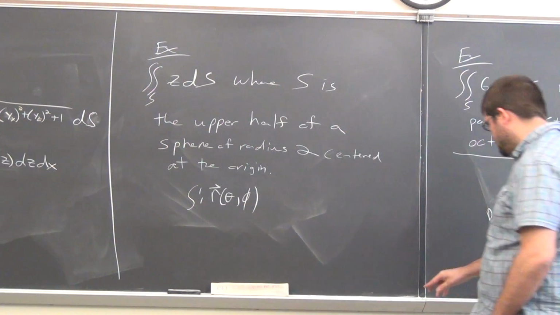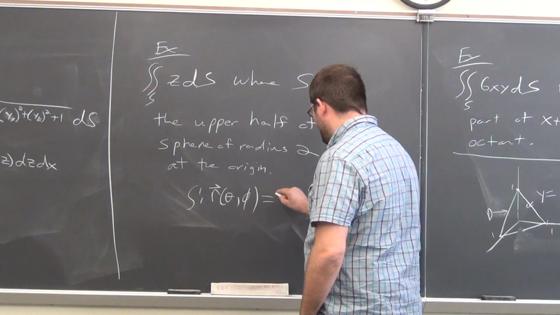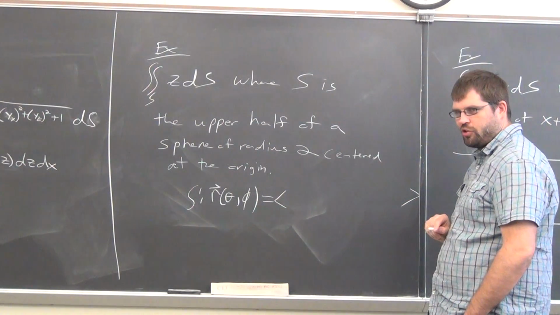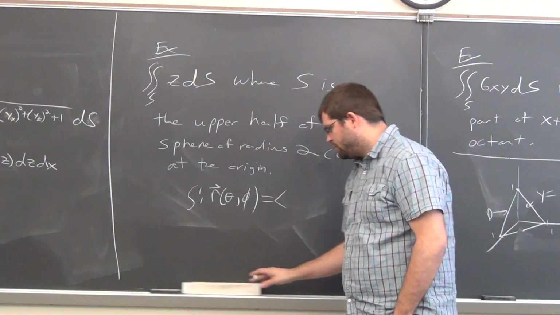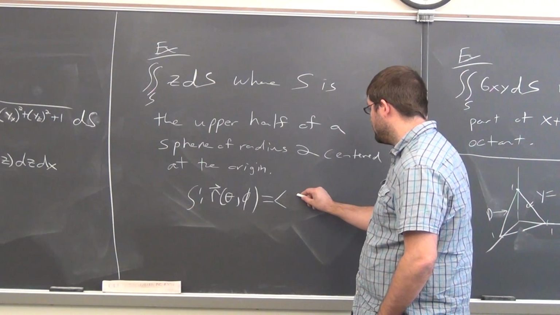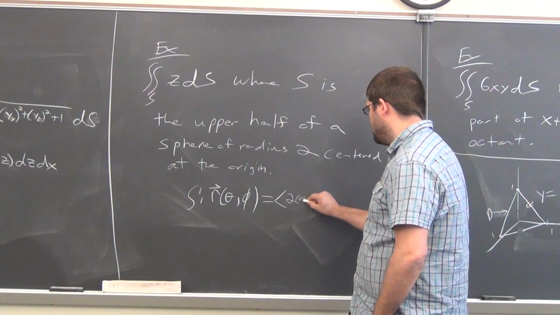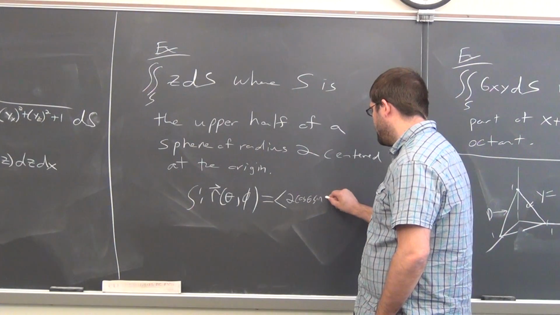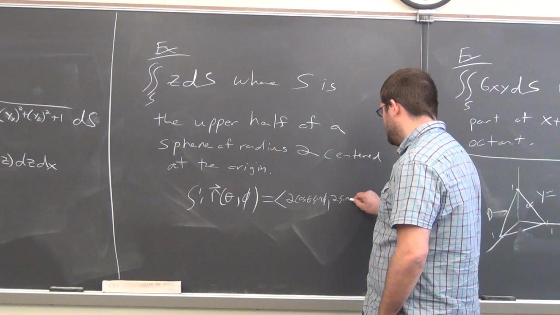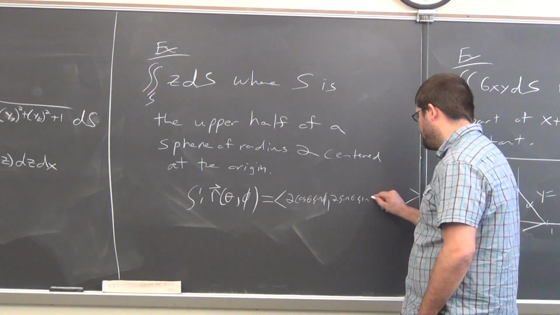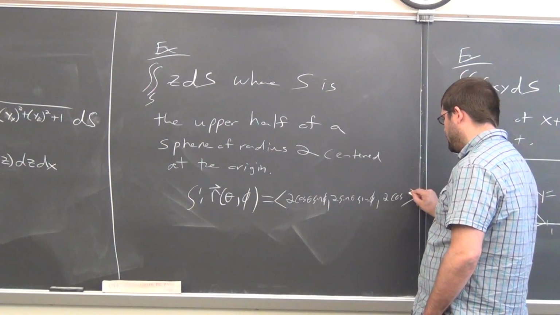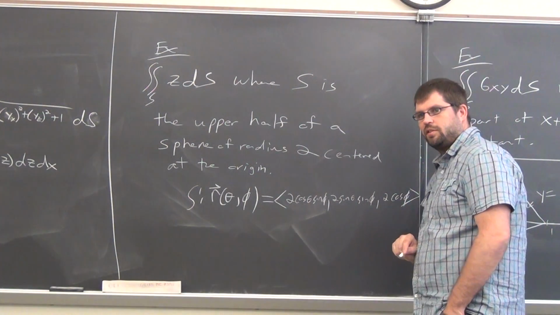Okay, so I'll let you do the rest of the problem. Let's just make sure we're on the same page. So what did you get for the parameterization here? Two cosine theta sine phi, two sine theta sine phi, two cosine phi. That makes sense? All right, same thing we did before.